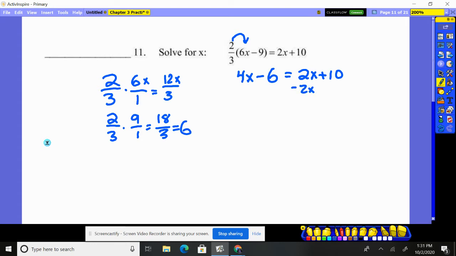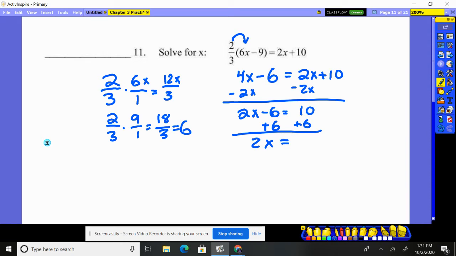We will do what we normally do, move the smaller variable over. 2x take away 6 equals 10. Move my number over to be with my number. That way the variable's on one side and now our number's on the other. And we get our answer. X is 8 for number 11.